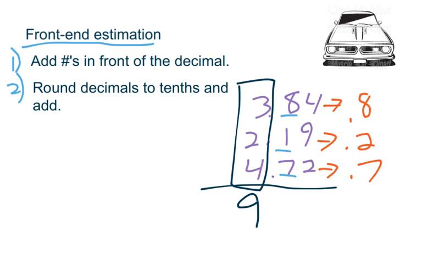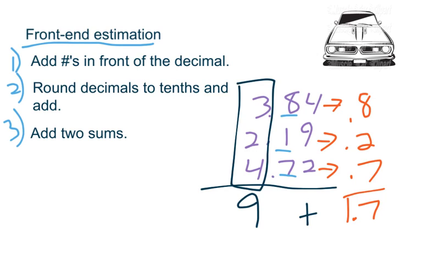And I'm going to add those up. And 8 plus 2 is 10, plus 7 is 17. So that's 1.7, because I just bring that decimal straight down when I add or subtract. Then my last step is I want to add these two numbers together. So 9 plus 1.7. So we're just adding those two sums. The first sum, the front end, and then the tenths. So 9 plus 1.7 gives us 10.7. That's just another way of estimating.